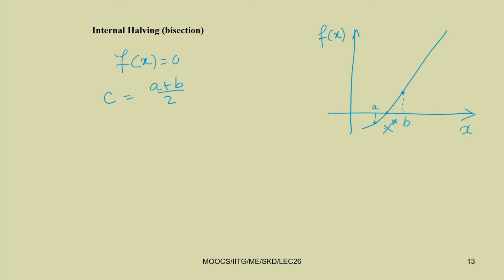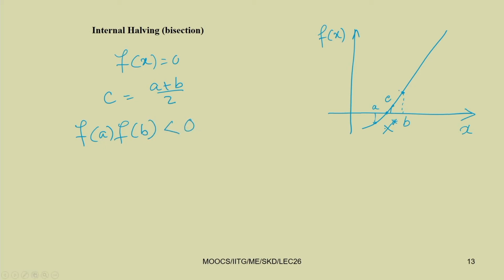So, in this case C may be this point where C equal to (a plus b) by 2. Now, the next point of iteration we have to take in between A and C. Here A and B have been taken in such a way that f(A) and f(B) will be of opposite sign. That means one should be on the positive side and one on the negative side, so that f(A) into f(B) must be less than 0.